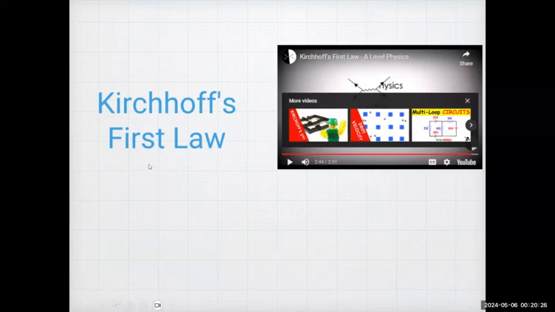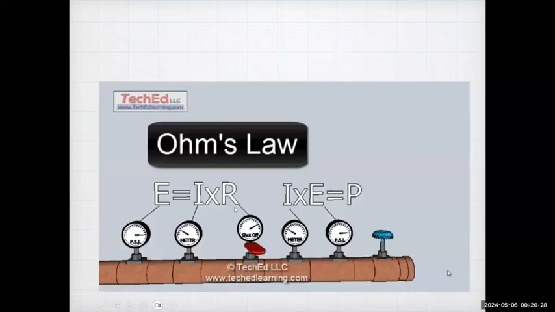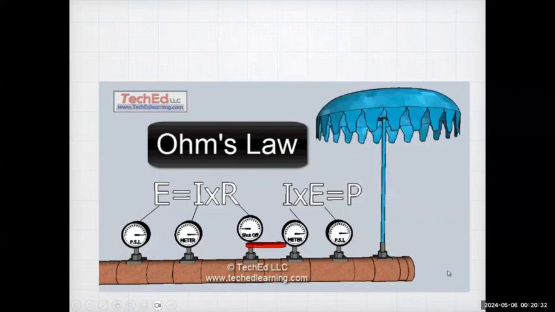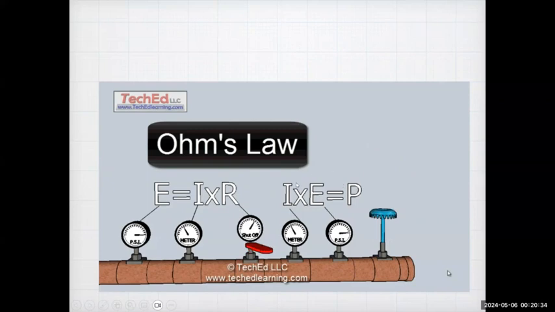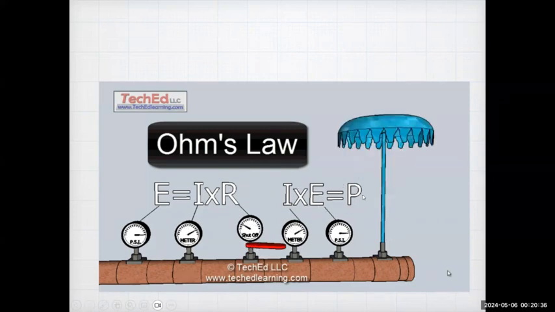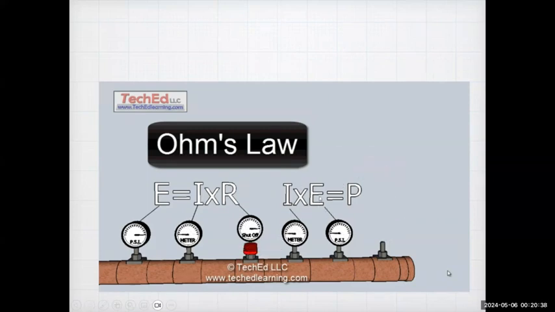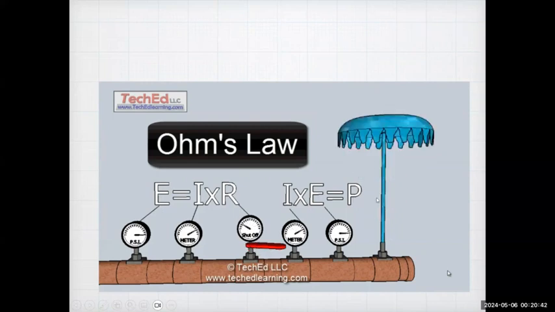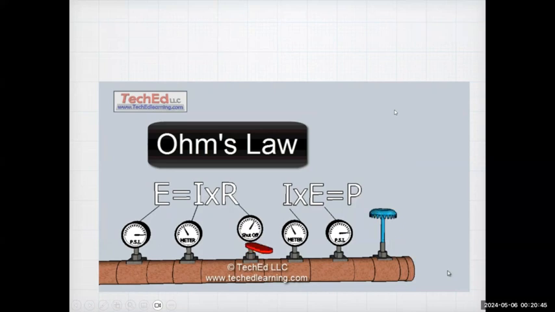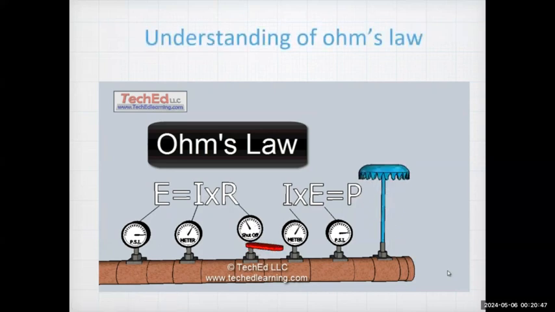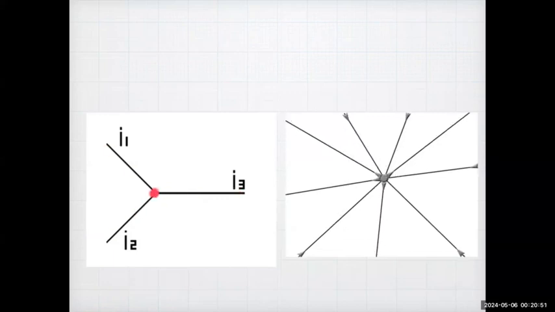Next, let us move on to the next one. You understood Ohm's law, V is equal to I into R. It can also be given that V into I is equal to power. You can see here how exactly it's correlated. The power is getting increased. This is about understanding Ohm's law. And this is Kirchhoff's current law.